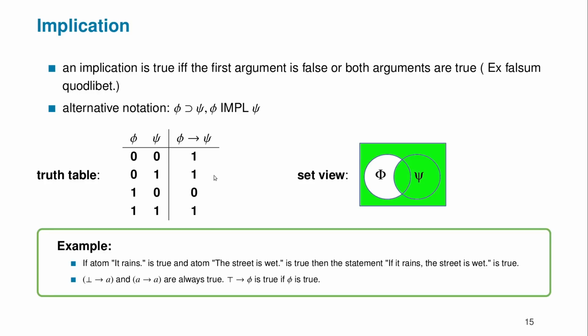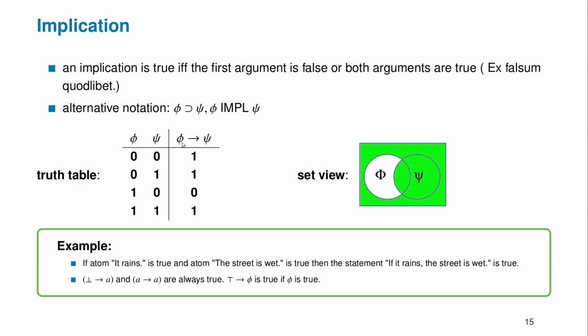Then the implication. An implication is true if and only if the first argument is false, or if both arguments are true. So ex falsum quodlibet is the classical characterization. If this phi here is false, then it doesn't matter what value the psi has, the implication is true. Only if phi is true and psi is false, then the implication is false. You can imagine this as an if-then-else, which is a Boolean expression, and it says if phi then psi.